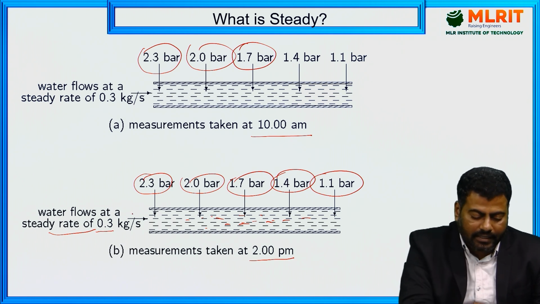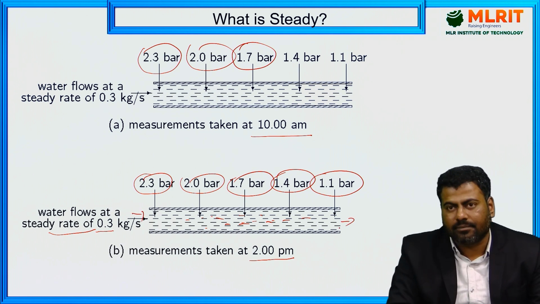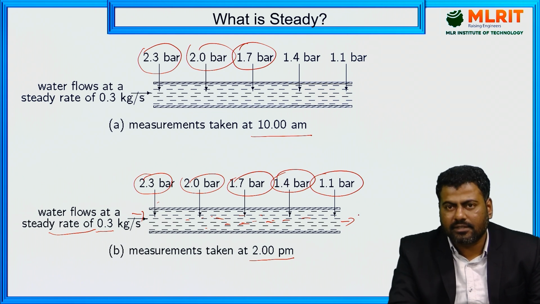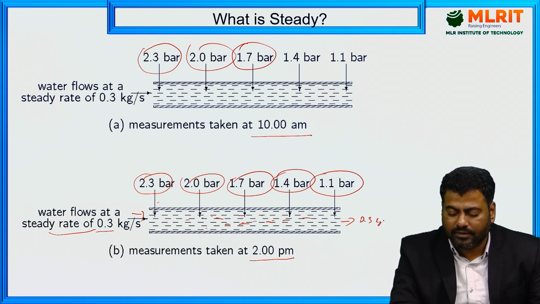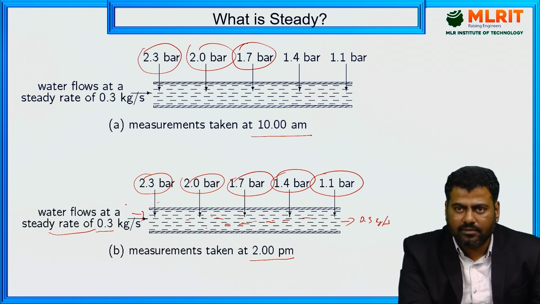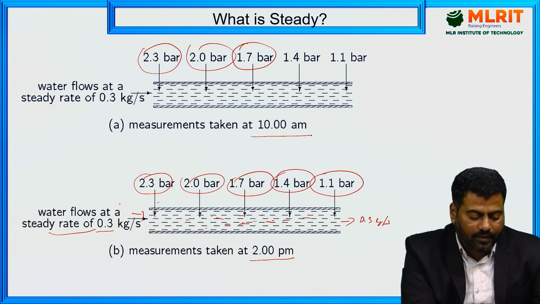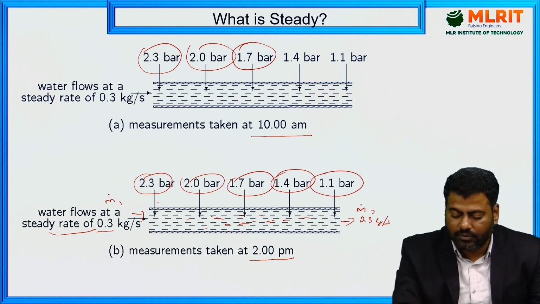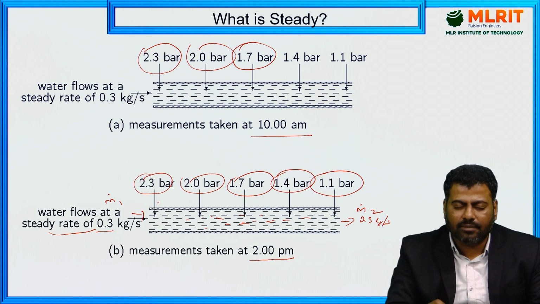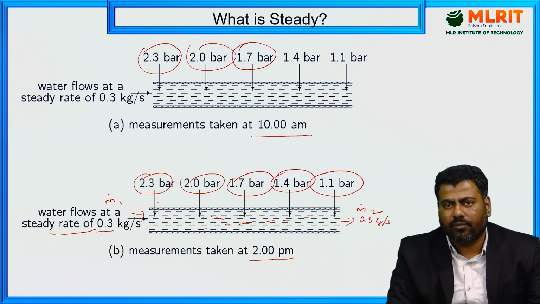So this is entering the system and this is leaving the system. This pipeline is right now your system. Entering the system is 0.3 kilogram per second and leaving the system is also 0.3 kilogram per second, right? Entering is always denoted by suffix 1. So the mass flow rate of water flowing at a steady rate is m dot 1, which is equal to m dot 2. Suffix 2 always denotes leaving the system. This is what we call the steady rate. This example we can consider for the thermodynamic properties.